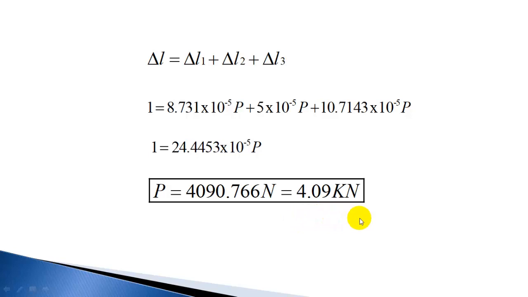P is 4.09 kilonewton, so 2P is going to be 8.18 kilonewton, and similarly you can find 3P and 4P. This is the magnitude of P that should be applied on the bar to get a 1 mm elongation. If you apply more than this, the elongation will go beyond 1 mm. This is the maximum value of P which will restrict the deformation to 1 mm.